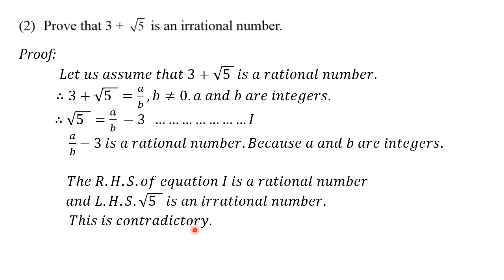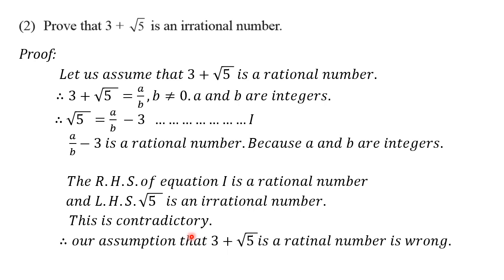So what we are going to write, this is contradictory, and this contradiction arises because of our wrong assumption, and therefore our assumption that 3 plus root 5 is a rational number is wrong, and therefore 3 plus root 5 is an irrational number. Okay, so this way we are going to prove.